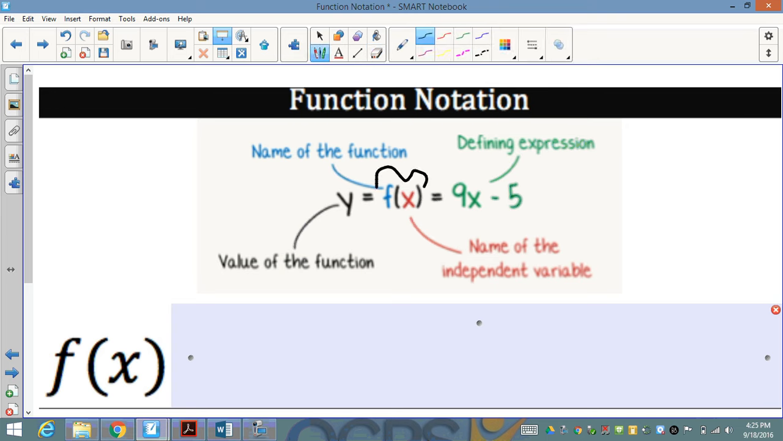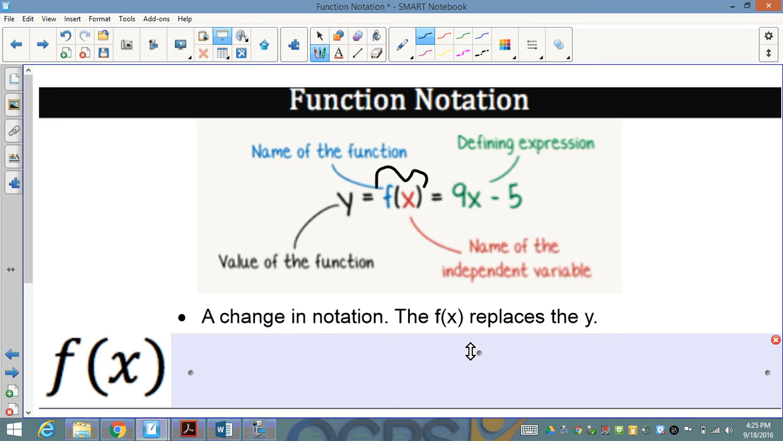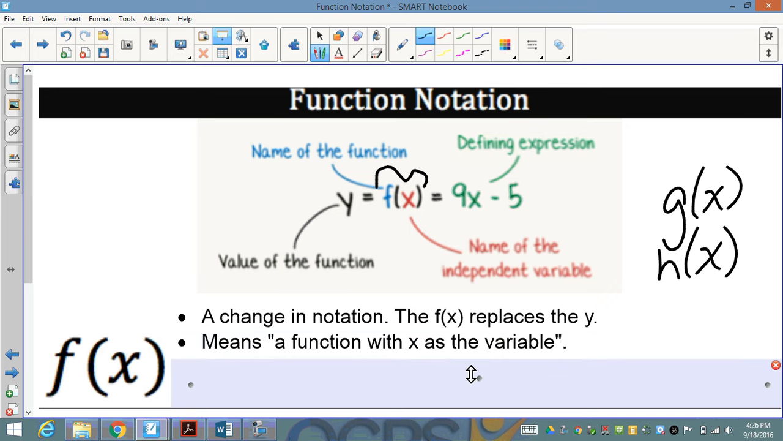Now, the f of x means a couple of things. We're going to write a few things off to the side, and then we're going to actually look at this. So first of all, this is a change in notation. The f of x just replaces the y. And I'm going to take a second here to say it doesn't always have to be f of x. It can be g of x. It can be h of x. It can be a of x. But typically the three we use the most often are f of x, g of x, h of x. So again, it just replaces the y. What it means is that it is a function with x as the variable.